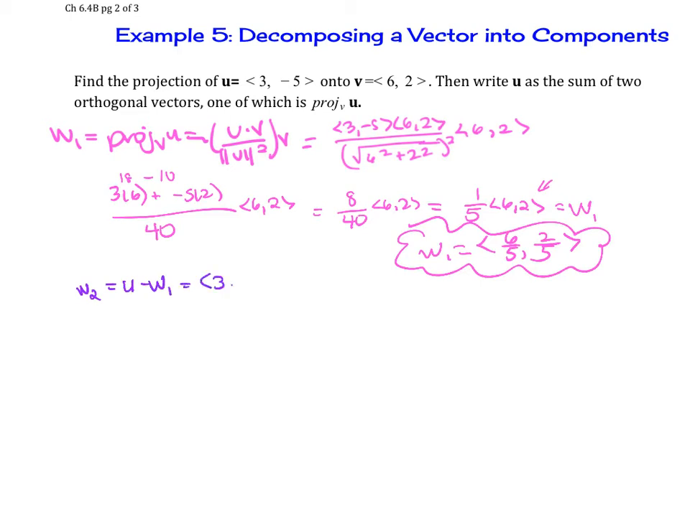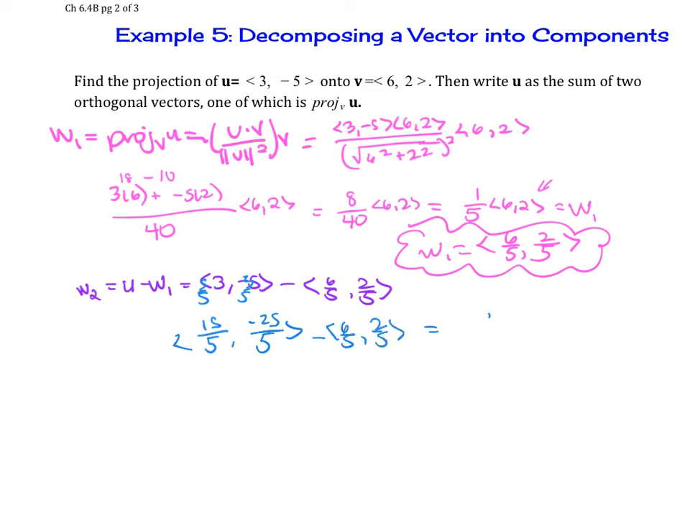So u is (3, negative 5), and then minus the 6 fifths and 2 fifths. So we need a common denominator, so I'm going to multiply by 5 over 5 to both. So this is going to be 15 over 5 and negative 25 over 5. Then we're going to subtract 6 over 5 and 2 fifths. So 15 minus 6 is 9 over 5, and negative 25 minus 2 is negative 27 over 5. So that is our w2.